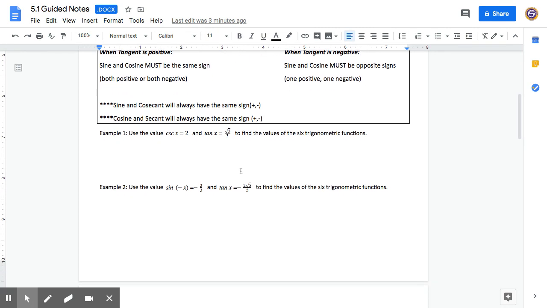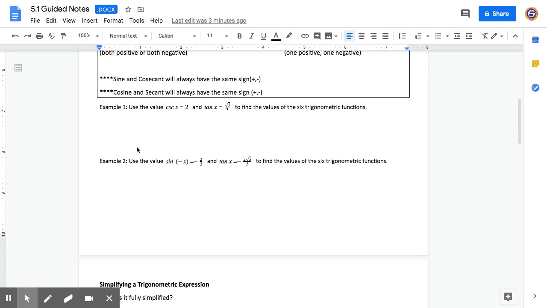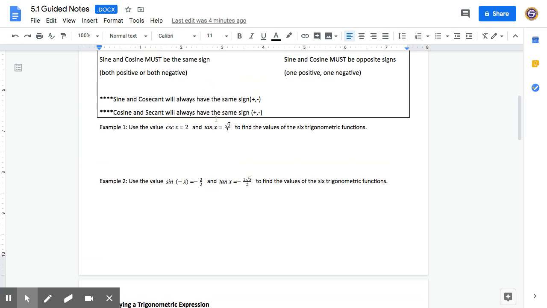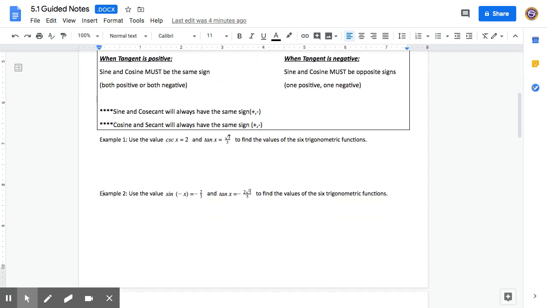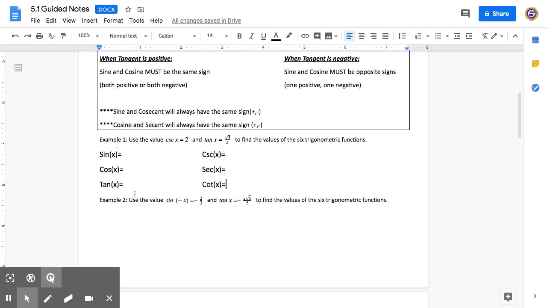All right, so moving on to this example. It says, use the value cosecant of x equals 2 and tangent of x equals square root of 3 over 3 to find the values of the 6 trig functions. So we already have 2 of those functions, but they want us to find all 6. So we need to use these properties. Now, when we set this up, I always like to start by writing out sine, cosine, tangent, cosecant, secant, cotangent. So let's do that first. All right, so there they are.